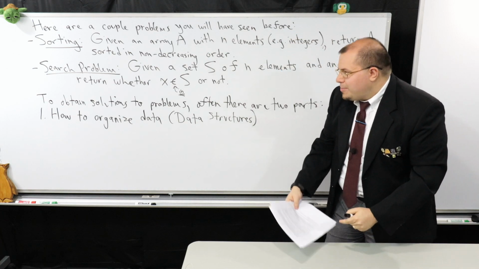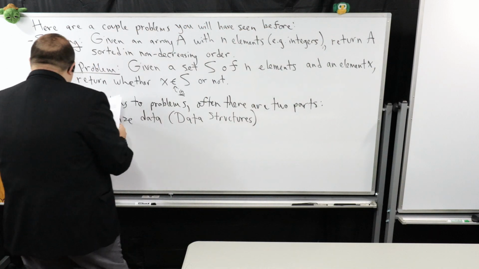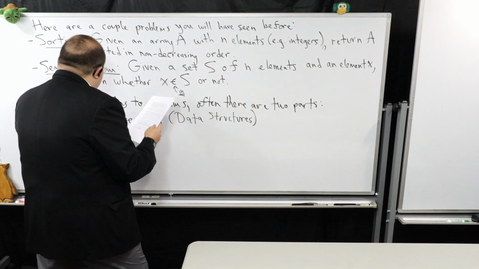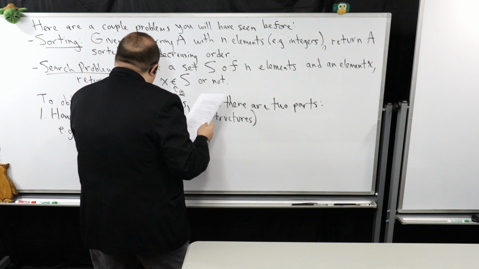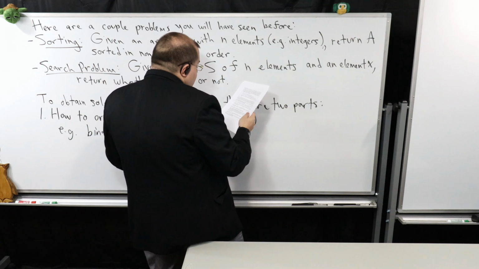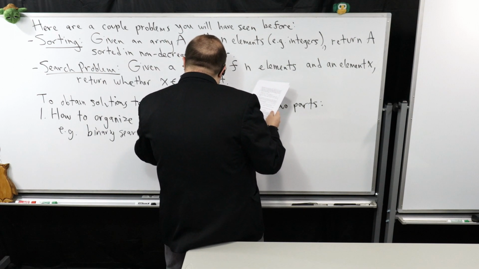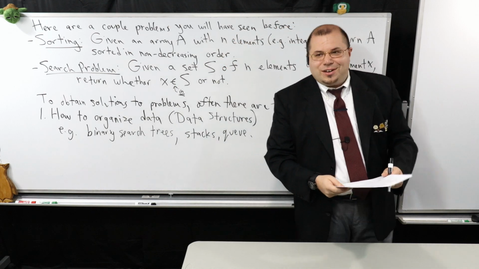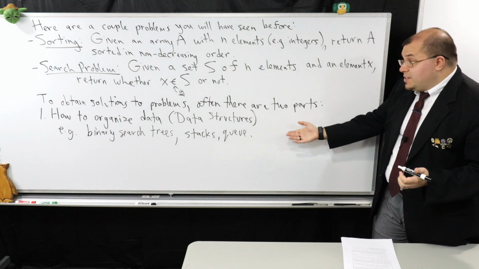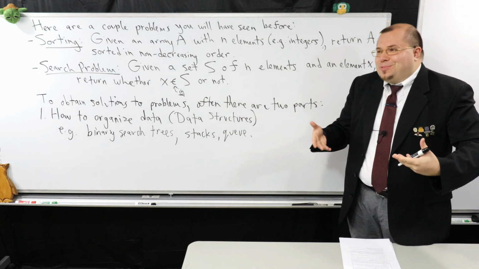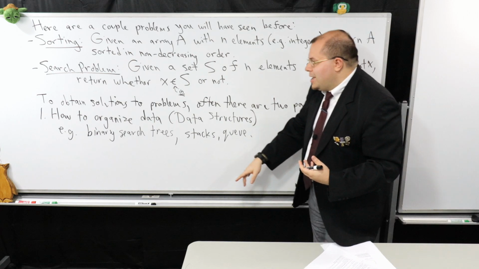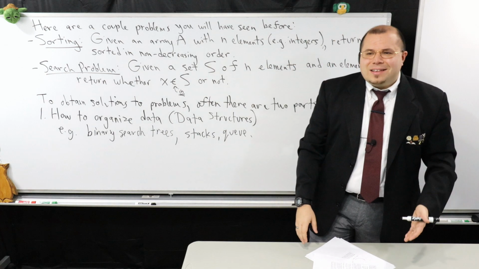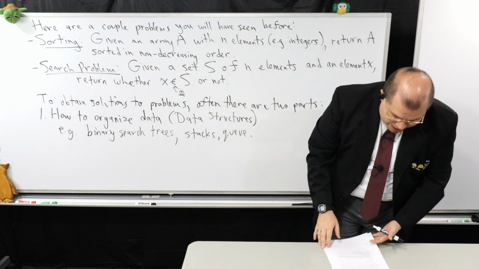So you may be familiar with some data structures. For example, you might know of binary search trees. You might know about stacks. And you might know what a queue is, right? So these are examples of data structures. You can use different data structures for implementing given abstract data types. So for example, I can implement a so-called map or dictionary using a binary search tree. So that's one aspect to this.